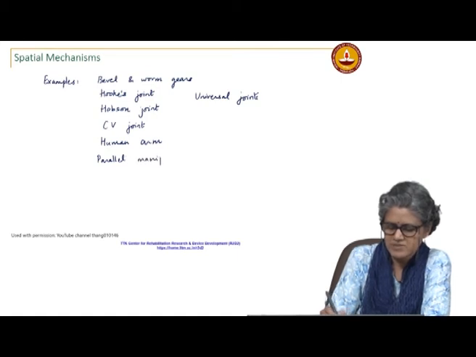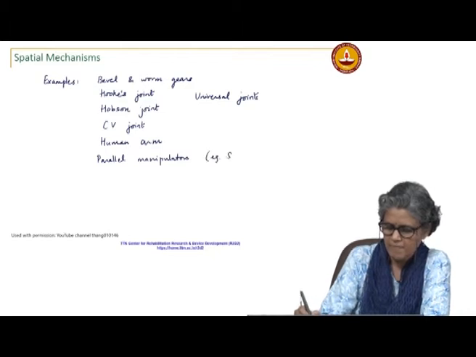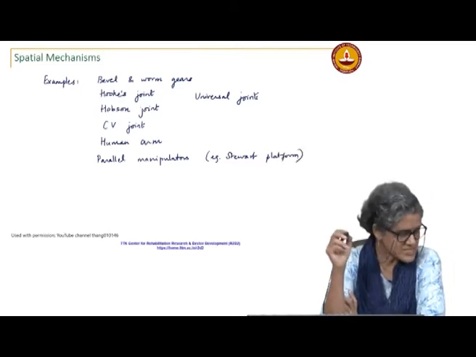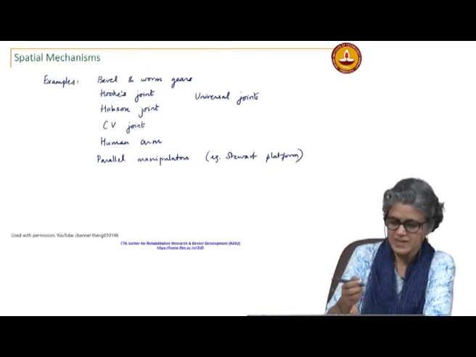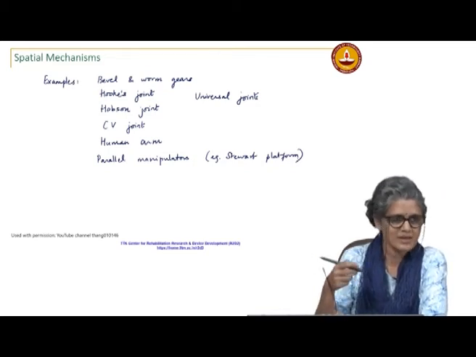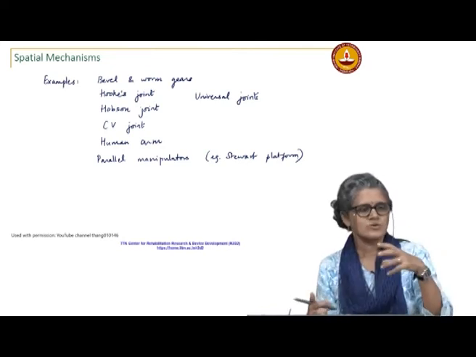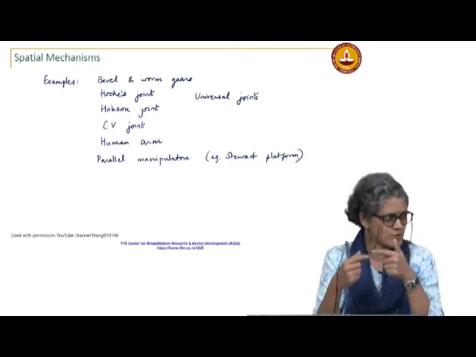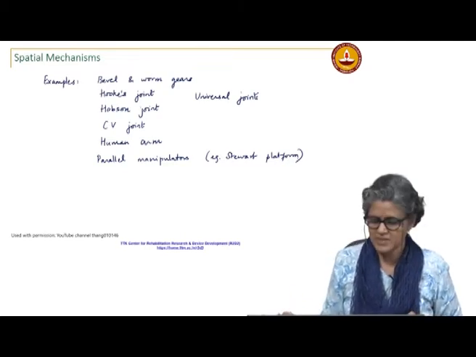Parallel manipulators. So, these are all examples of spatial mechanisms. Cylindrical cam, you would have seen with a groove on it. You have a cylinder with a groove on it, and the follower moves in the groove. So, that is an example of a spatial mechanism.